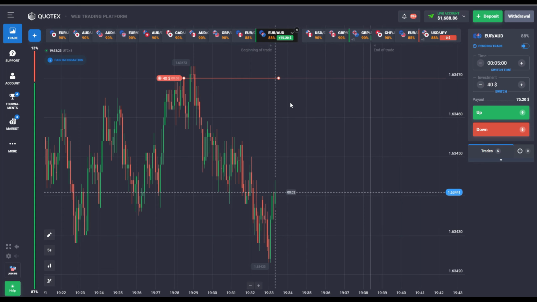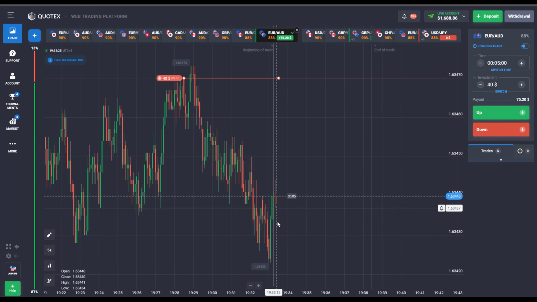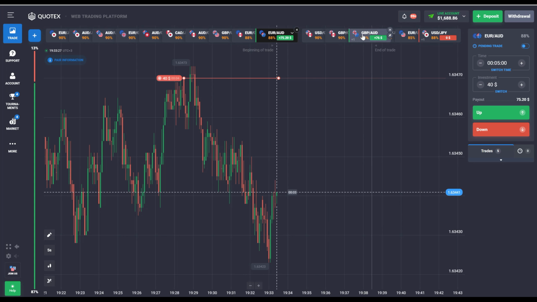Euro to Australian dollar, everything is good here. 8 seconds left, and we also entered right at the top. Managed to catch the price pullback here as well. That's the 3rd trade in profit. British pound, Australian dollar, 10 seconds left and a lower trade. We'll see how it closes.